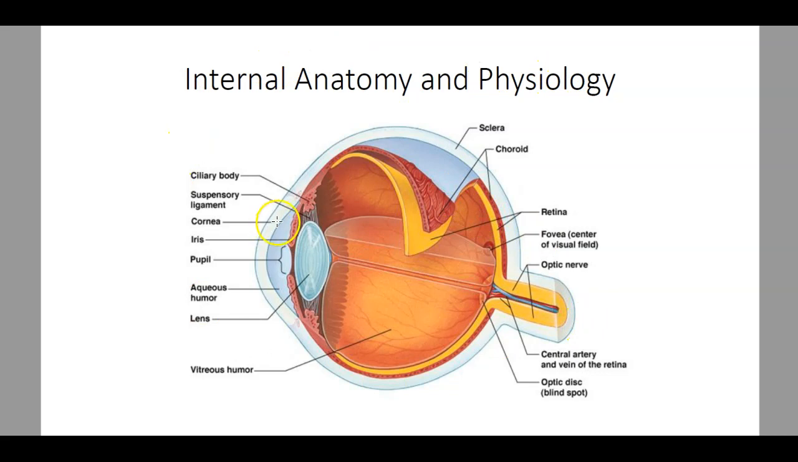The cornea. So the cornea is a transparent anterior portion of the eye. It sits in front of the lens and acts as the eye's outermost lens. It functions like a window that controls and focuses entry of light. There is no blood supply in this area, and it receives its nourishment from tears and aqueous humor.